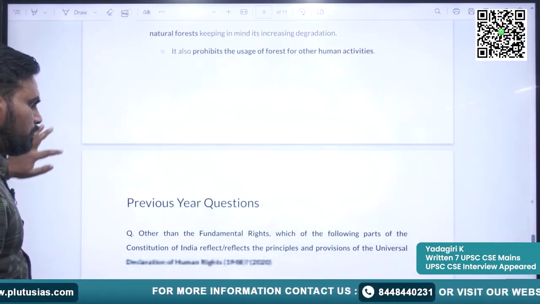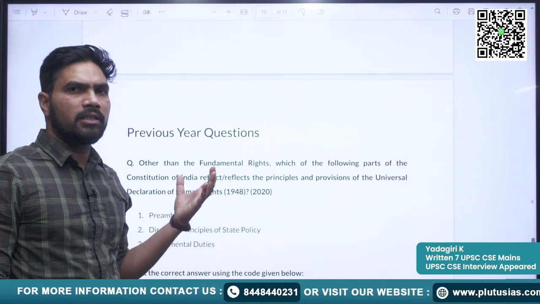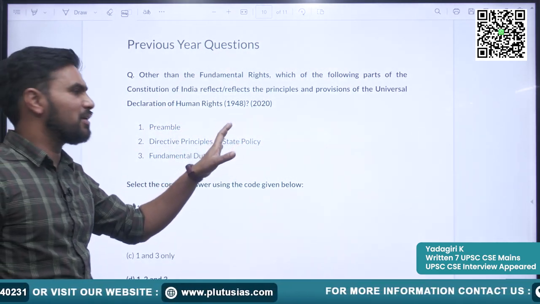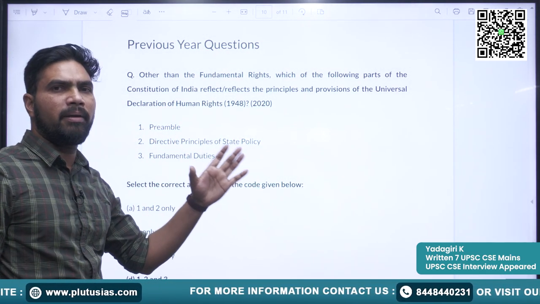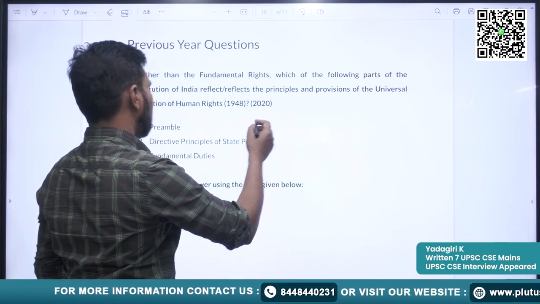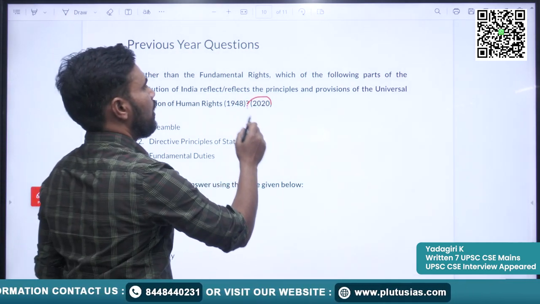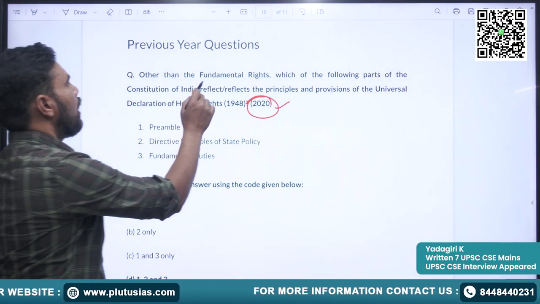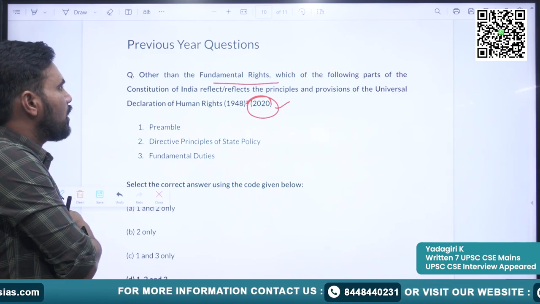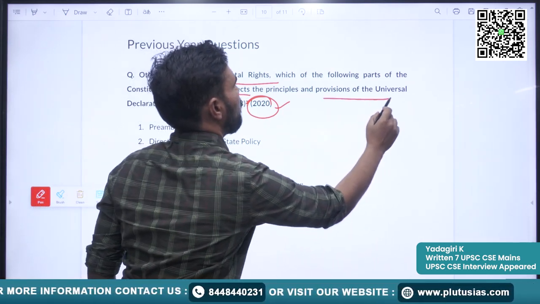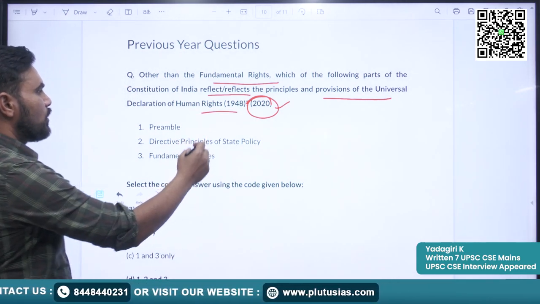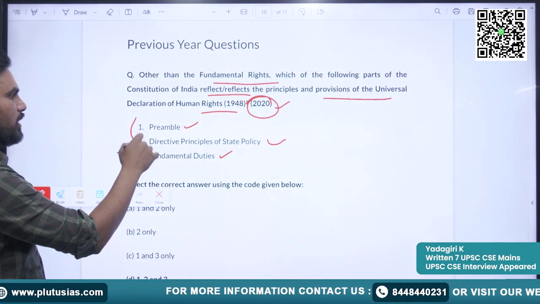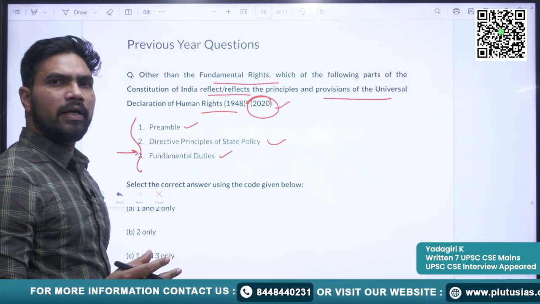Now to check our understanding, we will practice some questions asked in previous exams. The first question is being repeated because it comes in each part: fundamental rights, the DPSP and fundamental duties. The question is about the Universal Declaration of Human Rights, asked in 2020. Other than the fundamental rights, which of the following parts of the Constitution of India reflect the principles and provisions of the Universal Declaration of Human Rights? We have seen the preamble, directive principles of state policy, and the fundamental duties. All of these reflect the Declaration of Human Rights.